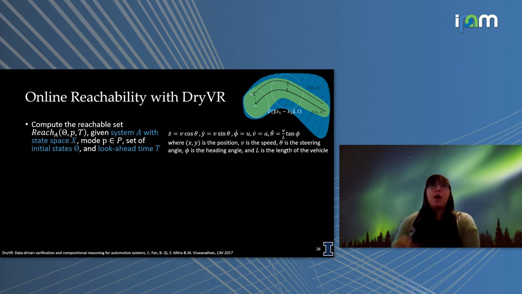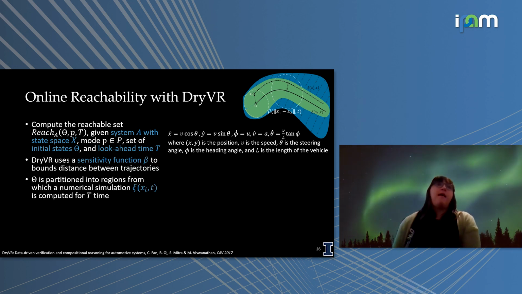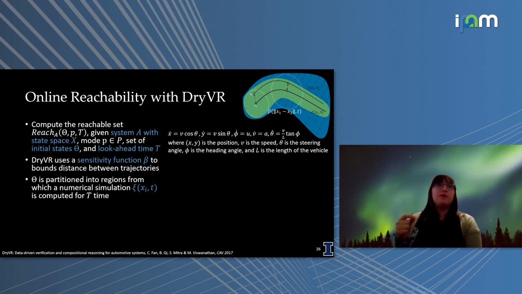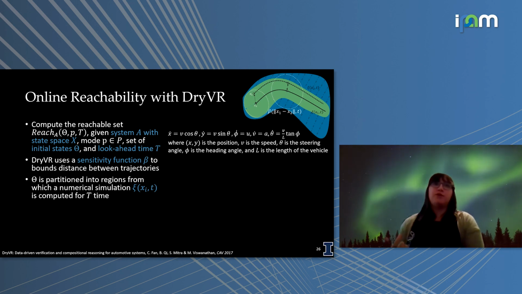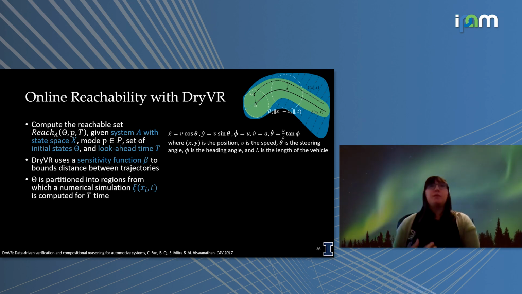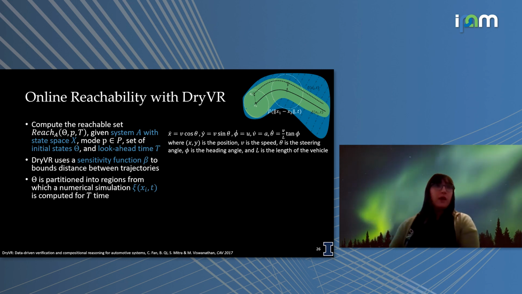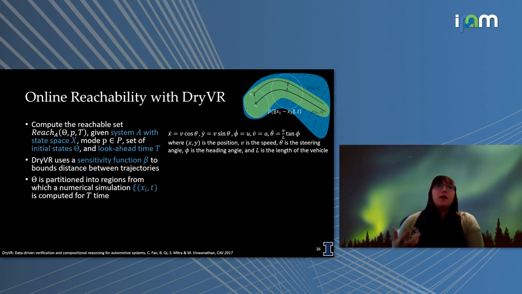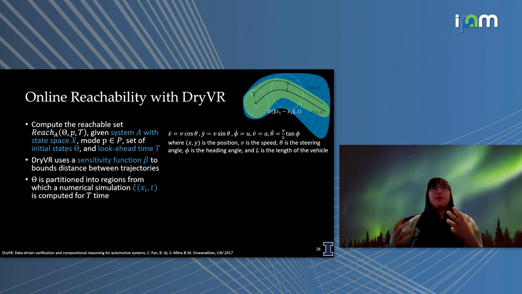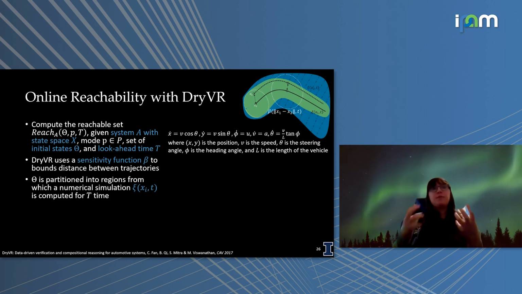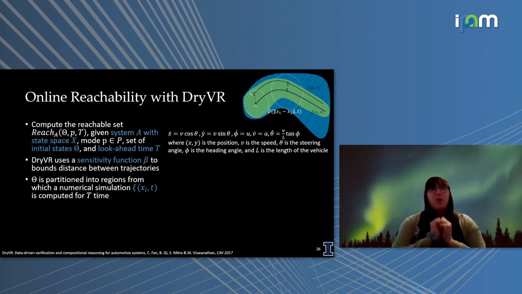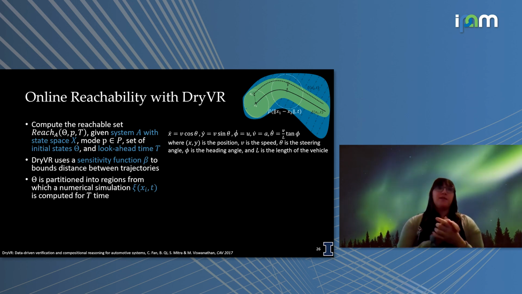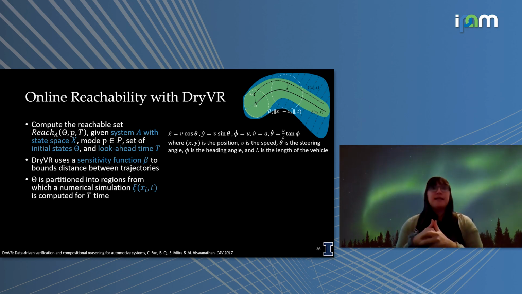So the way this tool produces the reachable set is it uses a sensitivity function. Basically, this is able to bound the distance between sampled trajectories, and this is something that is pre-computed offline. This sensitivity function is going to bound this distance with some ball. We take our initial set, and this is going to be partitioned into different regions. From these different regions, we can propagate trajectories out of these different sets using representative states.